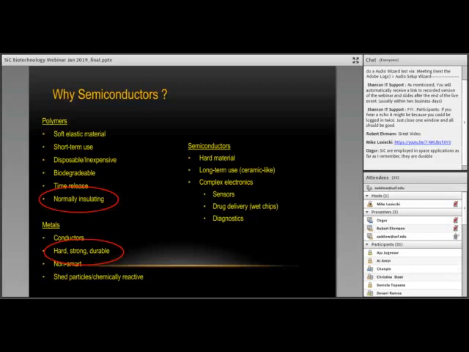So the idea is that you will take a metal, form a very thin ceramic surface to make it more robust and to last longer in electrochemical environments like the brain. Now, semiconductors are, as we know, fantastic materials. We can do complex electronics. We can realize sensors. We can do drug deliveries with things like microfluidic chips. We can clearly do diagnostics.